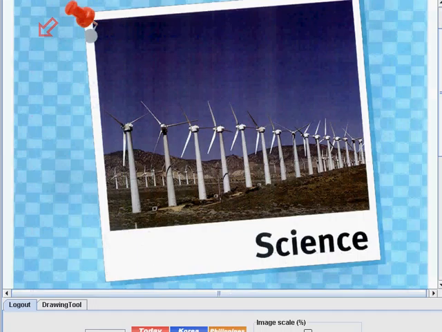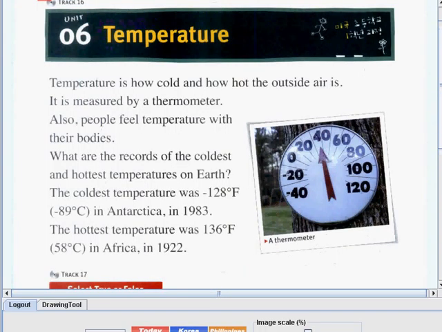Today's topic is related to science. This is Unit 6 and today's topic is about temperature. In the picture here, you can see a thermometer. Thermometer, this is an instrument for measuring temperature.